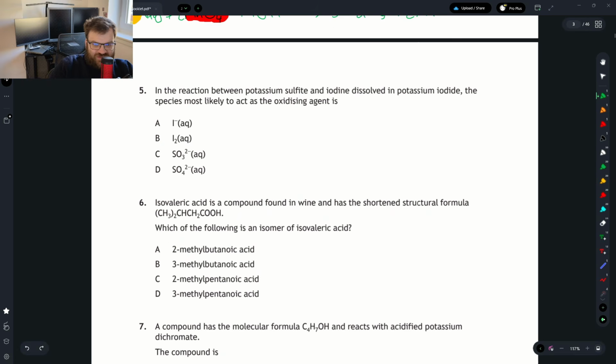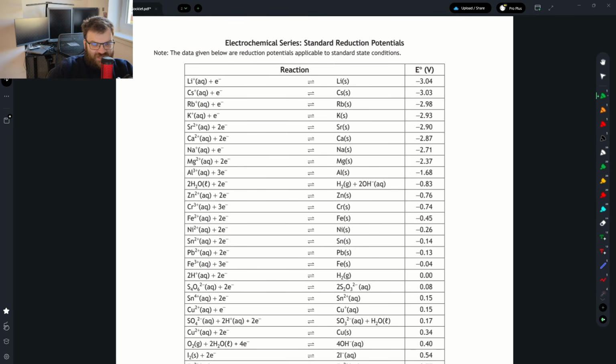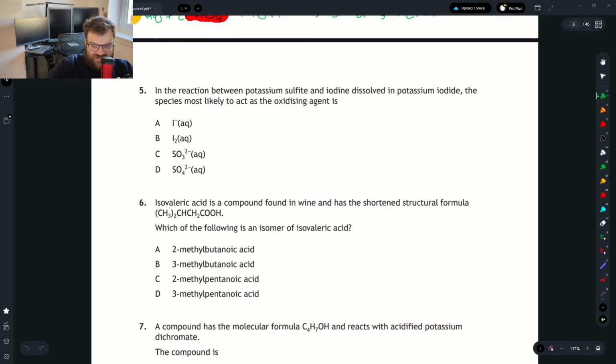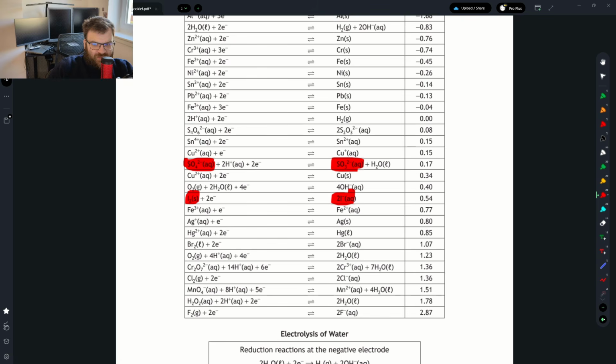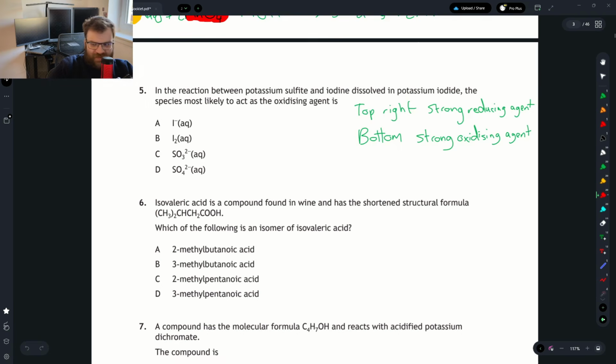Next question, we're asked to look for the most likely oxidizing agents. Page 13 is going to help us a lot with this. On page 13, at the top right are the strong reducing agents. And then the bottom left is where we find our strong oxidizing agents. You then find the 4 chemicals that are mentioned. The most bottom left of these options is iodine, I2, and that would be our correct answer here.